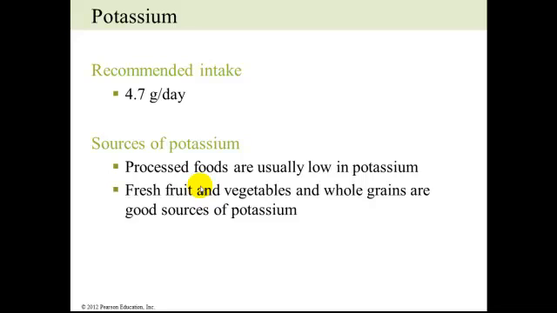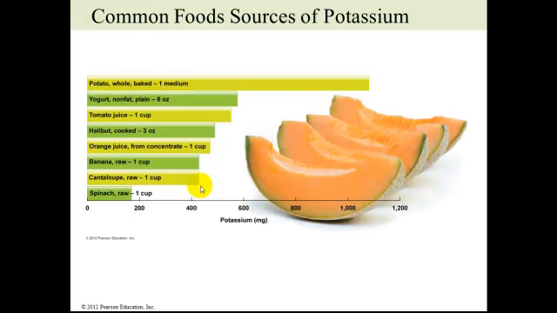Potassium is usually found in fresh fruit, vegetables, and whole grains, where you'd find the majority of your potassium. Okay. Certain things that have a good amount of potassium would be things like raw bananas and cantaloupe. Potatoes actually are very high in potassium. So these are all food sources of potassium. This is where we get the majority of our potassium.